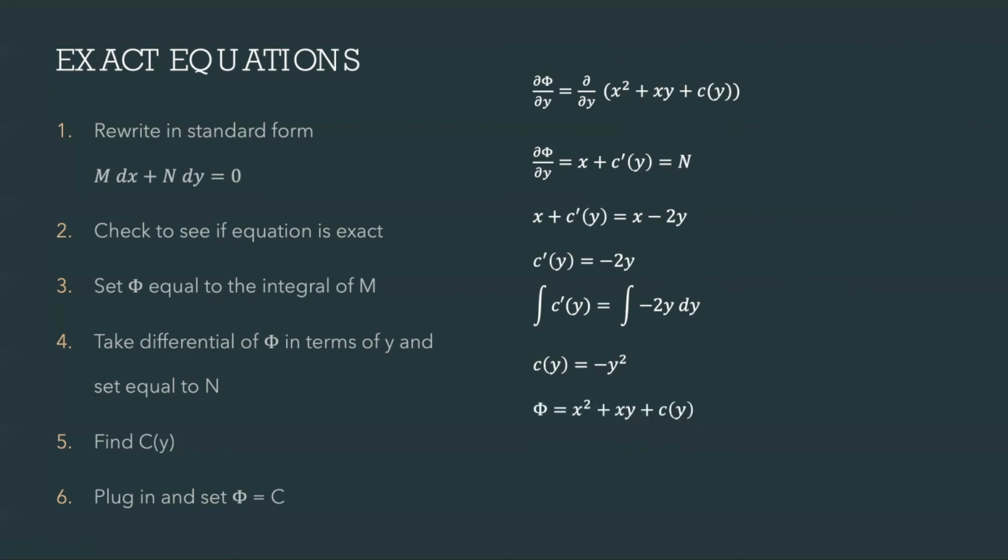Remember, our phi equation is equal to x squared plus xy plus c of y. So now we can just plug in our c of y value, which is negative y squared. And that results in phi equaling x squared plus xy minus y squared. Our next step is to set phi equal to c. Now, c is equal to x squared plus xy minus y squared. This is your implicit general solution because the y is not alone and there is still a constant.